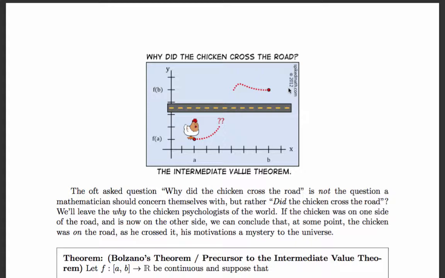So the oft-asked question, why did the chicken cross the road, is not really the question a mathematician should concern themselves with, but rather, did the chicken cross the road? Let's leave the why to the chicken psychologists of the world. Well, if the chicken was on one side of the road and is now on the other, we can conclude that at some point the chicken was on the road as he crossed it, his motivation for crossing remaining a mystery to the universe.